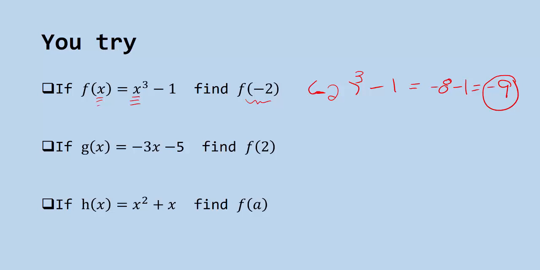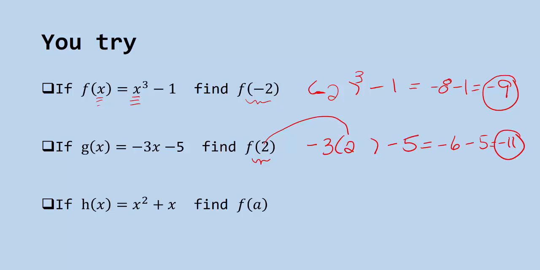If g of x is equal to negative 3x minus 5, find f of 2. So let's take negative 3, put a parenthesis in place of x, minus 5. And here is f of 2, so the 2 is what's going to go in this parenthesis. Again, I'm going to simplify. Negative 6 minus 5, and I get negative 11.